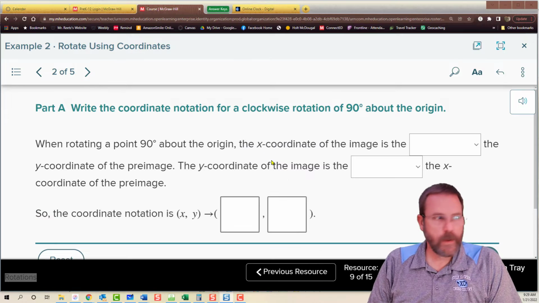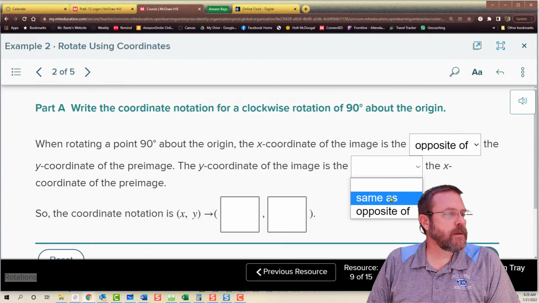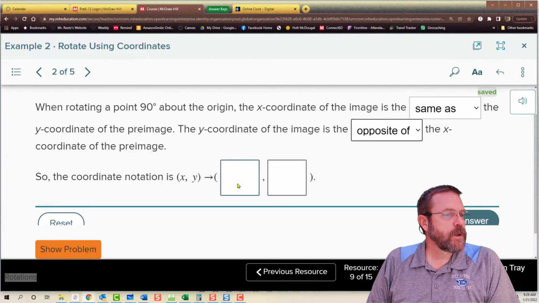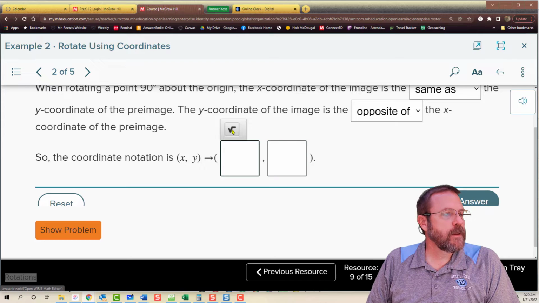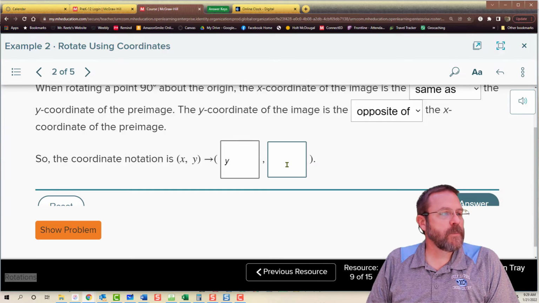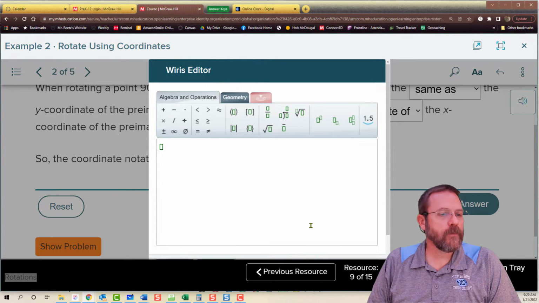So, right here it says when rotating 90 degrees around the origin, the x coordinate of the image is the opposite of the y coordinate in the pre-image. The y coordinate of the image is going to be the same. Actually, no, we're going to do this differently. That's going to be the same, and that's going to be opposite. So the notation for that is going to end up becoming a y value, and we're going to leave that as is, and this one is going to end up becoming the negative of the x value.